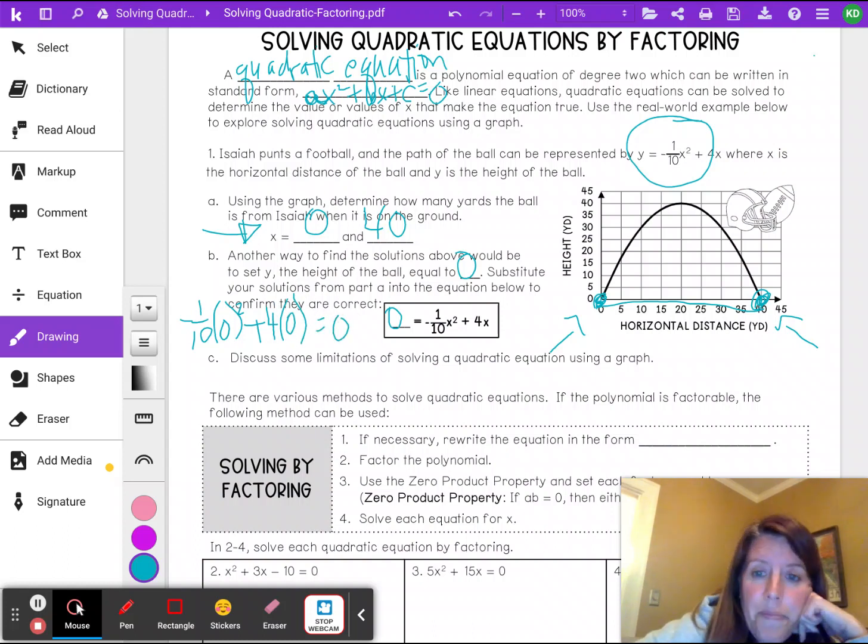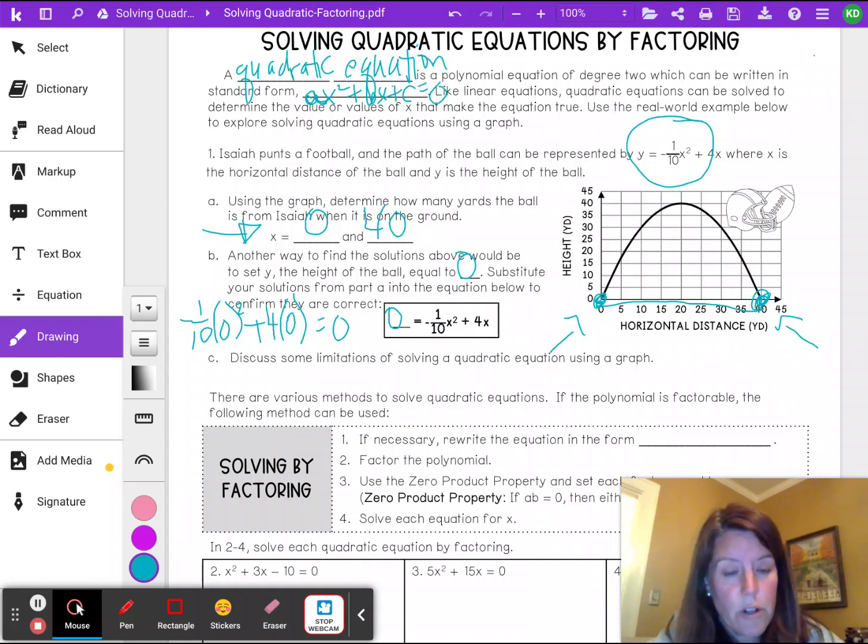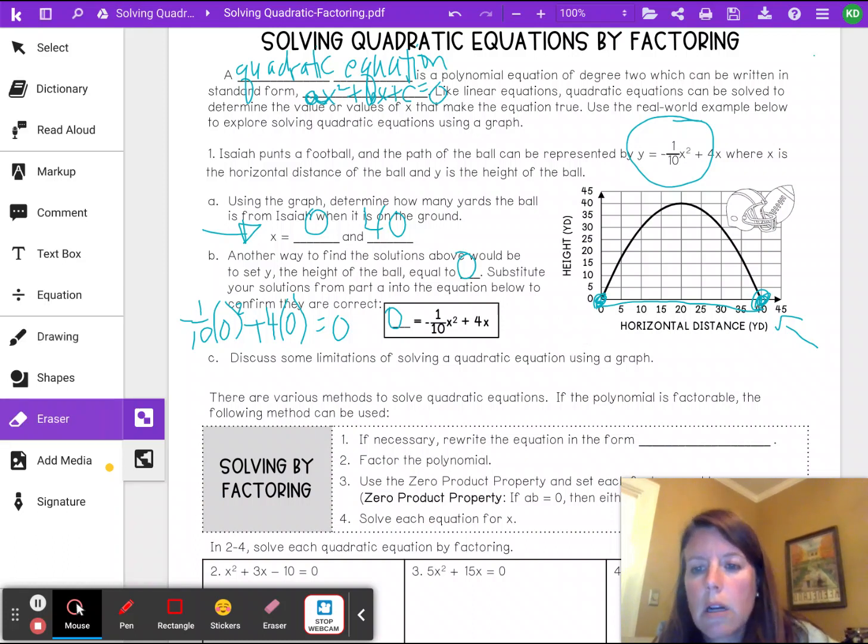We solve that out using PEMDAS, parentheses first, so 0 squared is 0. 0 times negative 1/2 is 0, plus 4 times 0, which is 0. It's all 0. So 0 equals 0. So that is true. Next, I'm going to erase this right here.